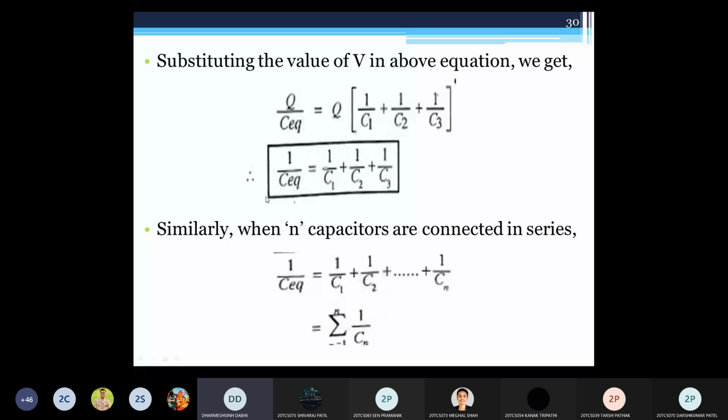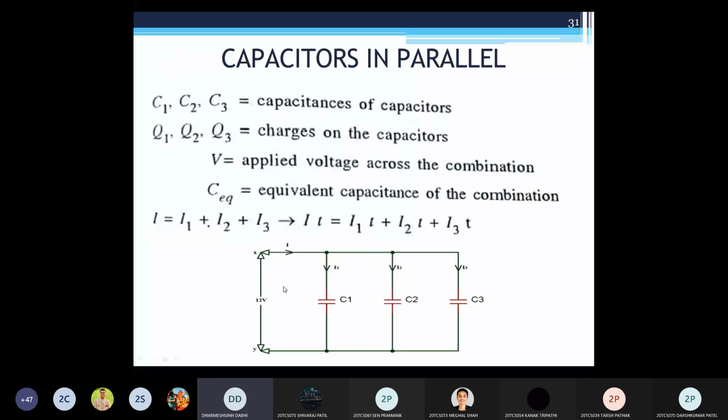Similarly, suppose n capacitors are connected in series. It is the addition of the inverse of all the capacitors: 1 upon C1 plus 1 upon C2 up to 1 upon Cn. Mathematically, we write the summation of n equal to 1 to n, 1 upon Cn. Suppose 5 capacitors, then it is the summation from 1 to 5 of the inverses of the capacitors, and then after inverting this, you get the equivalent value of the capacitors. Clear?